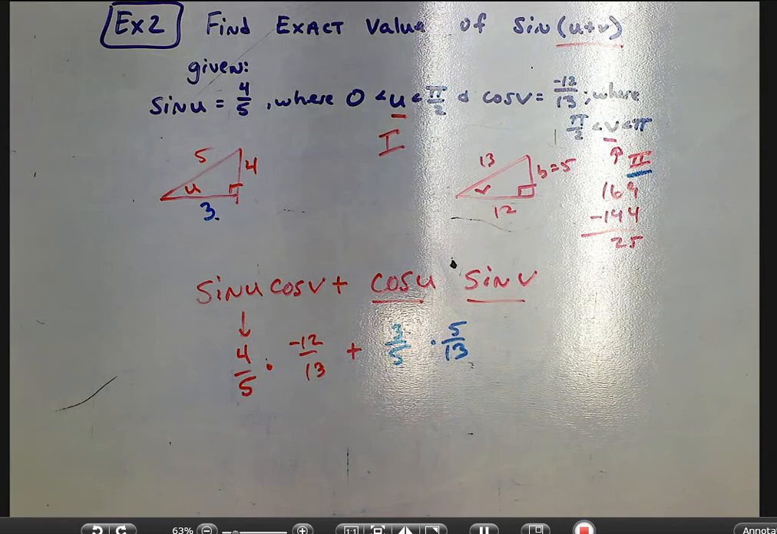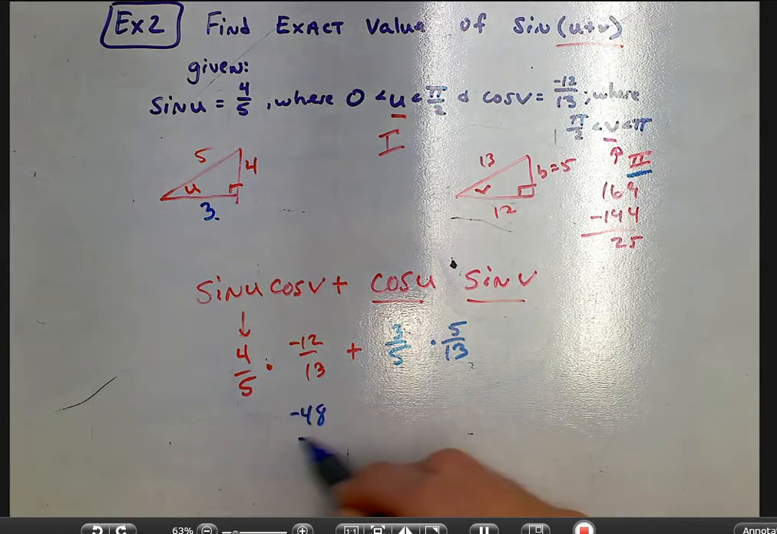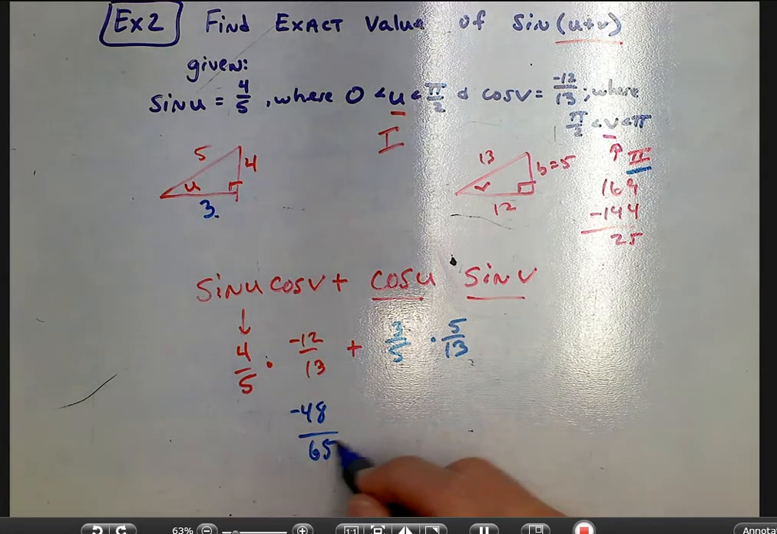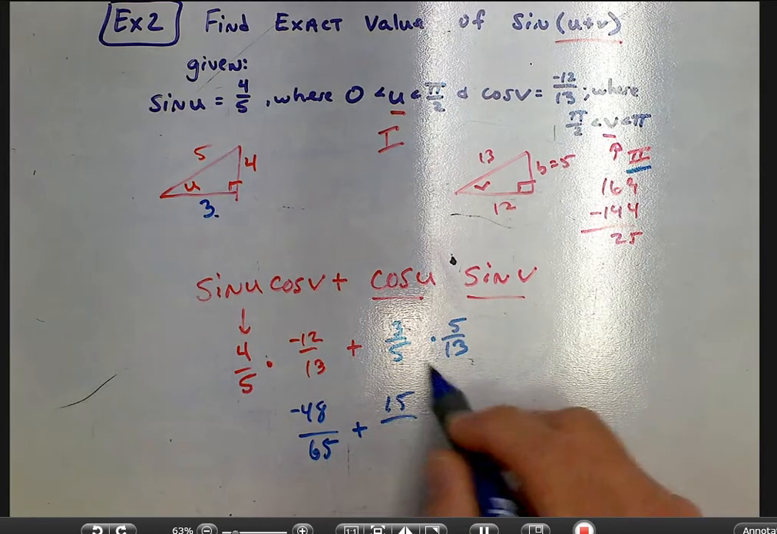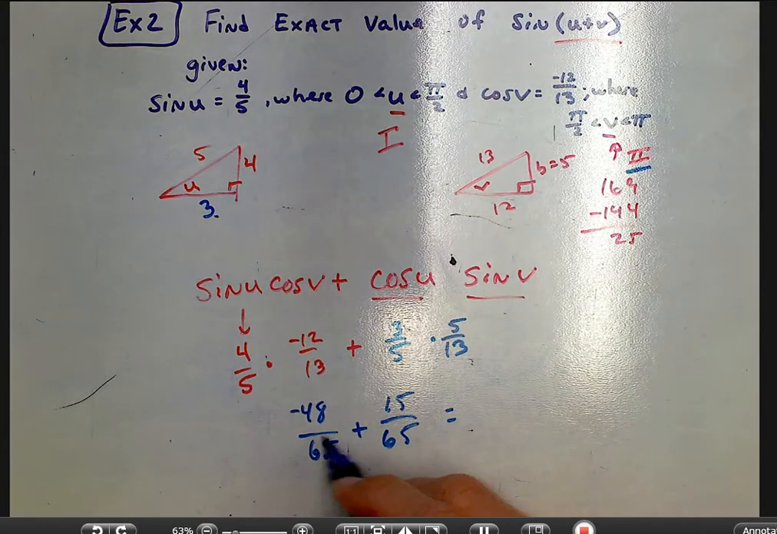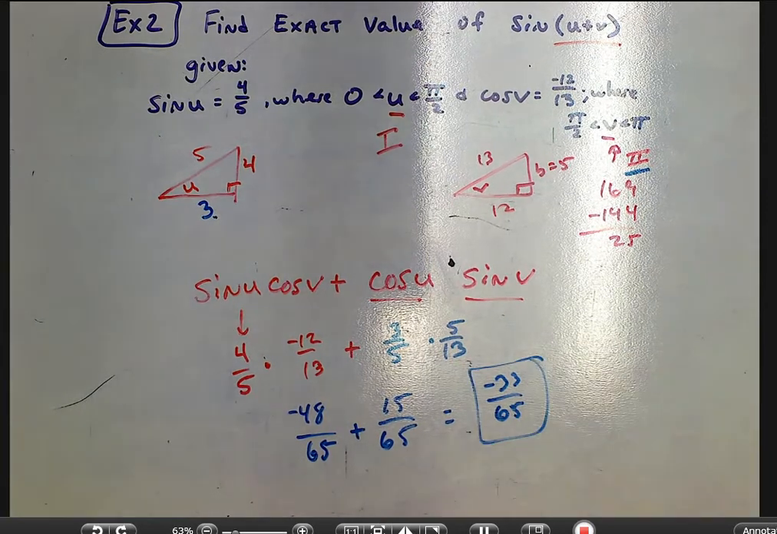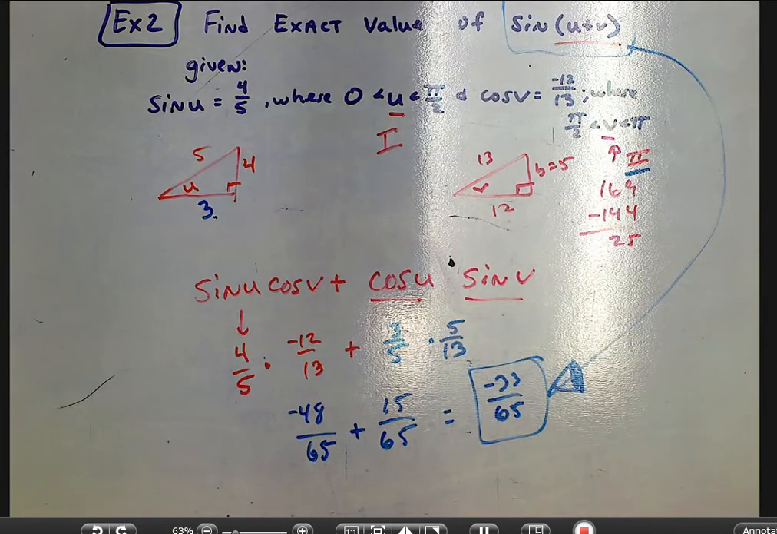Now I'm just going to multiply the fractions together and add the two fractions. So it looks like I get negative 48. 5 times 13 is 65. Plus 3 times 5 is 15. 5 times 13 is 65. So negative 48 plus 15 is negative 33 over 65. And that is the exact value of the sine of u plus v with the given conditions. Okay?